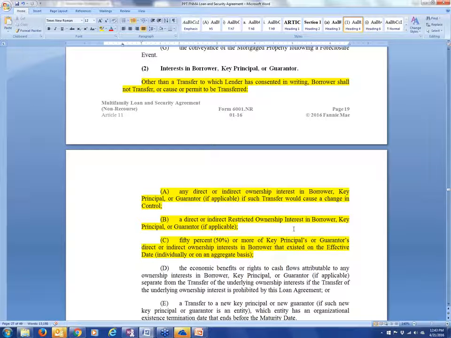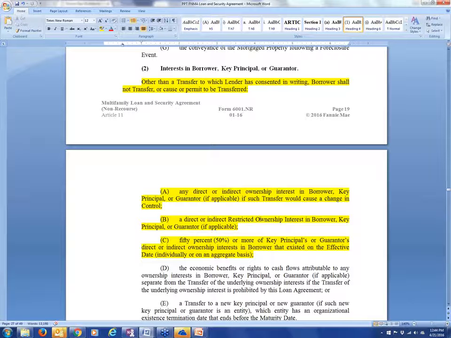Other than a transfer to which the lender has consented, borrower shall not transfer or cause to be transferred any direct or indirect ownership interest in the borrower, key principal, or guarantor, if such transfer would cause a change in control. So in other words, don't try to sell someone your limited liability company in a way of trying to get around an assumption fee or what have you. If you're selling more than 20% of your company, then guess what? That's a transfer, and you have to notify the lender. Okay? So just keep that in mind as well.